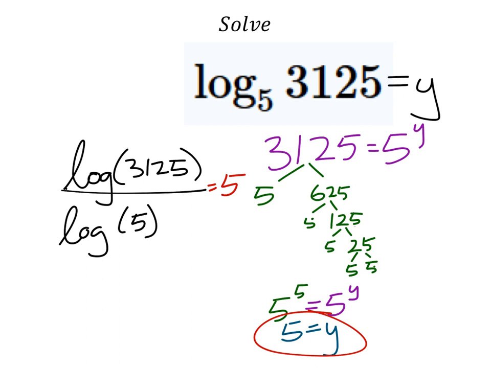So, if you wanted just to check, just to show that it doesn't matter that we change the base, you could do the natural log of 3,125 and divide it by the natural log of 5. It's not going to matter. You can get the same answer.